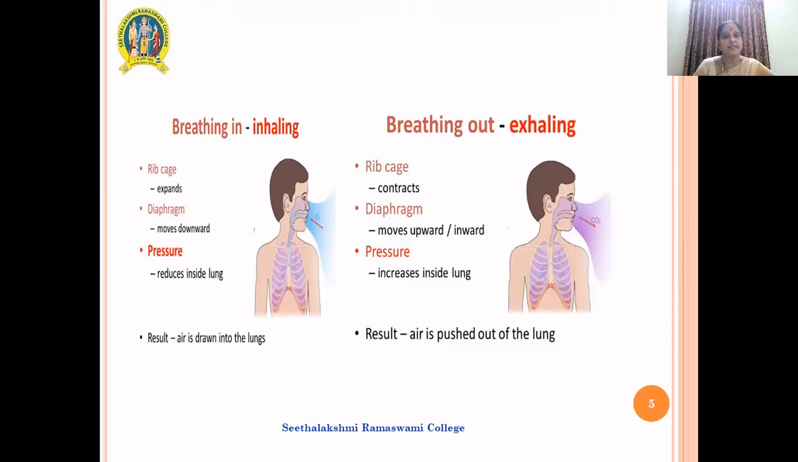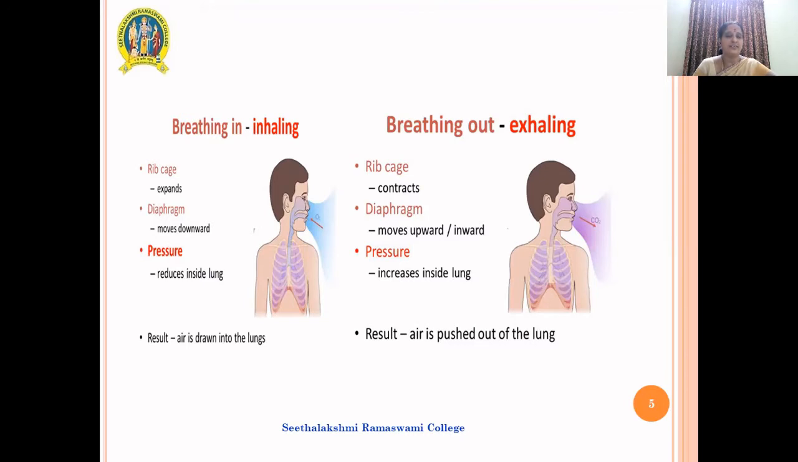as a result, the air is drawn into the lungs from the environment. In the second phase, the breathing out phase or the exhalation phase, the rib cage contracts, the diaphragm makes an upward or inward movement, and pressure inside the lung increases. As a result, the air is pushed out of the lung. So these are the two aspects of the collective term known as respiration.